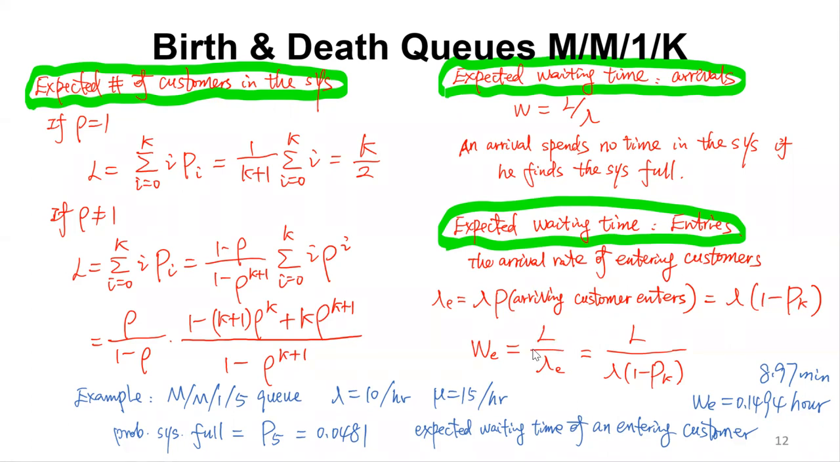Now, let's use this L. L divided by lambda E, we will be able to get the expected waiting time for the entering customers.